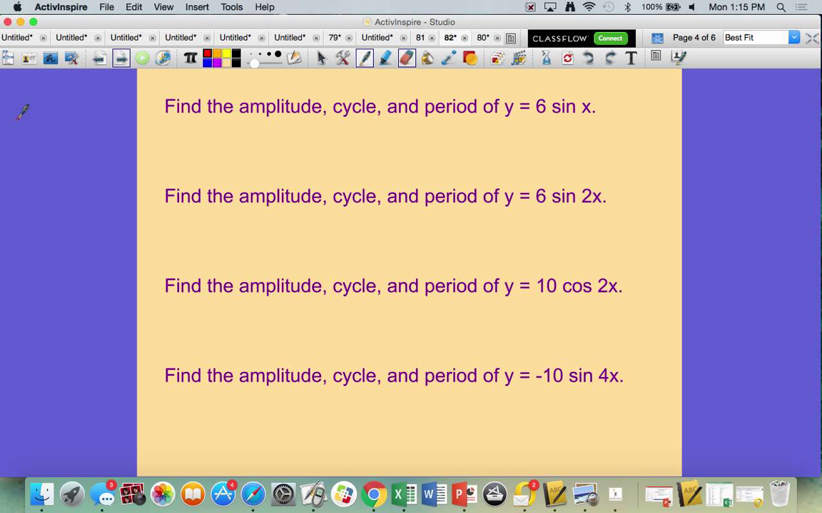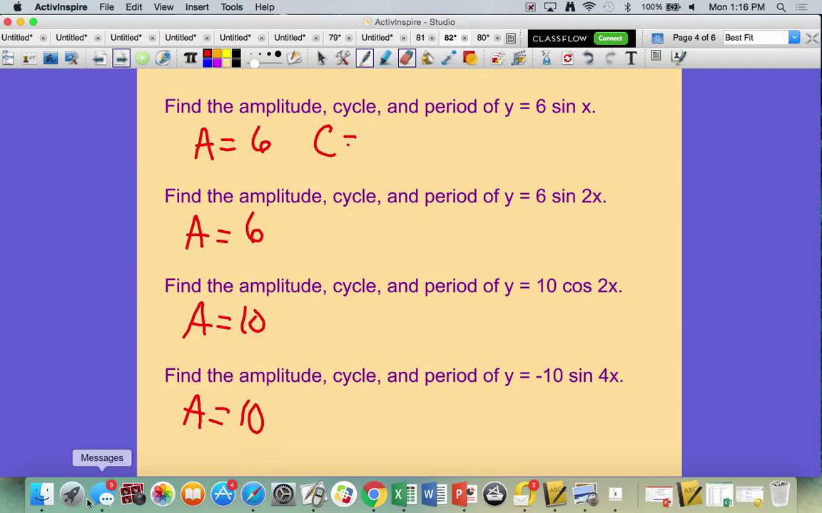All right, so find the amplitude and cycle of each one of these. Amplitude, the number out in front. So we can go through every single one of these and do these really quick. If you pay attention down here at the bottom, remember amplitude is always positive, so even though this is a negative 10 down here, that turns into a positive 10. Cycle.